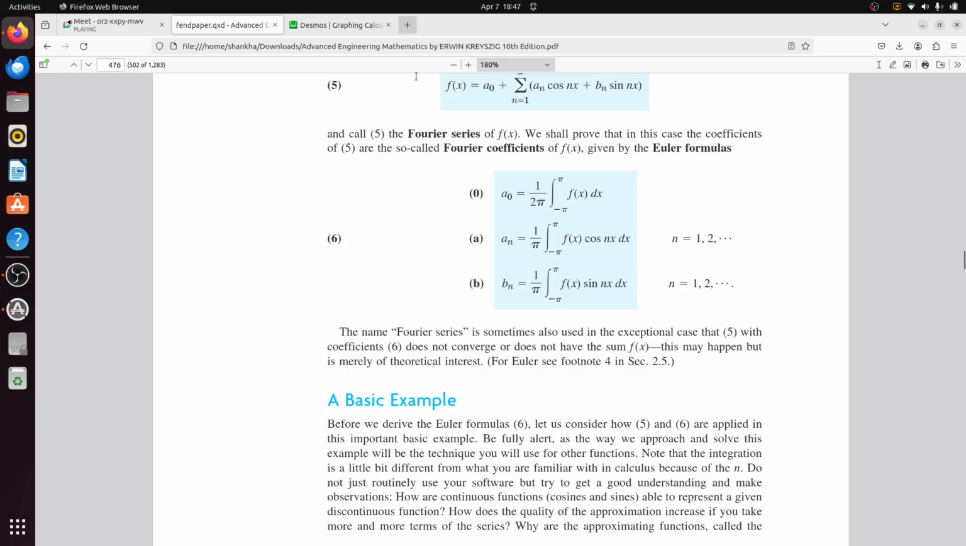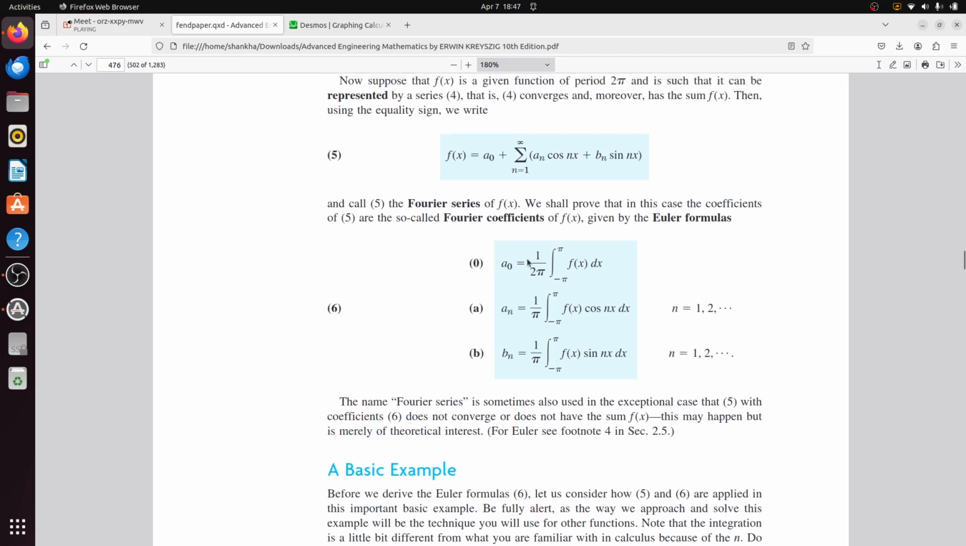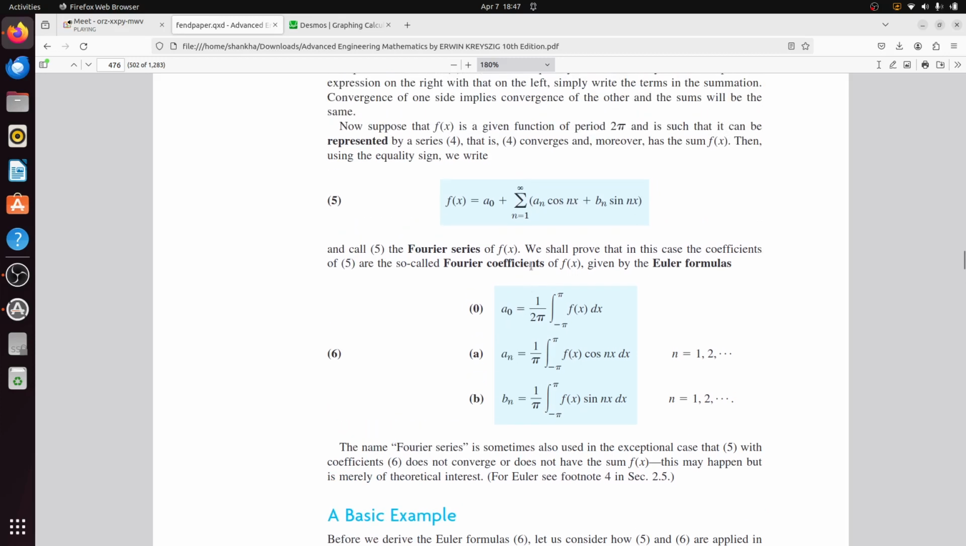So just remember these things: a function f(x), if f(x) can be written like a0 plus this type of thing, then a0, an and bn can be written in terms of 1 by 2 pi, integral from minus pi to pi of f(x) dx; 1 by pi, integral from minus pi to pi of f(x) cos nx dx; and 1 by pi, integral from minus pi to pi of f(x) sin nx dx.